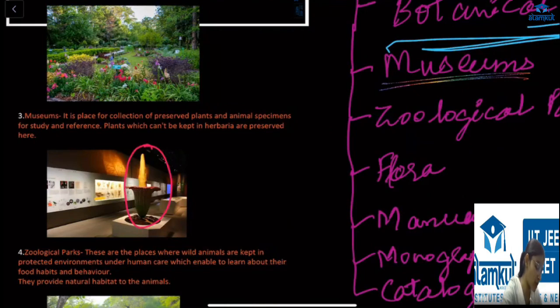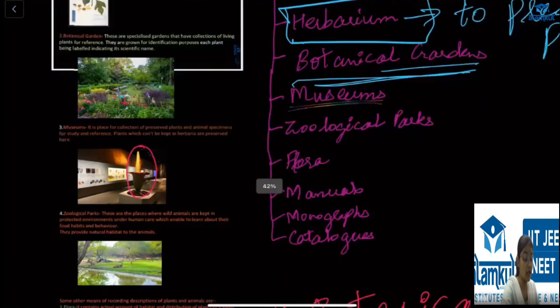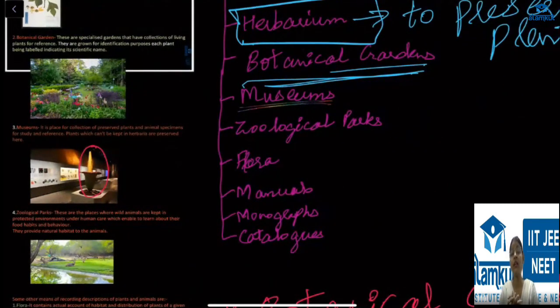So let us see the definition first, then we will write. Okay, it is a place for collection of preserved plant and animal specimens for study and reference. Plants which can't be kept in herbaria are preserved here. See, as I've already told you, herbarium can only preserve the smaller plants, and it cannot preserve the trees, as well as it cannot preserve the animals. So museums are made for the preservation and for the study and references of animals as well as the plants along with their trees which are bigger.